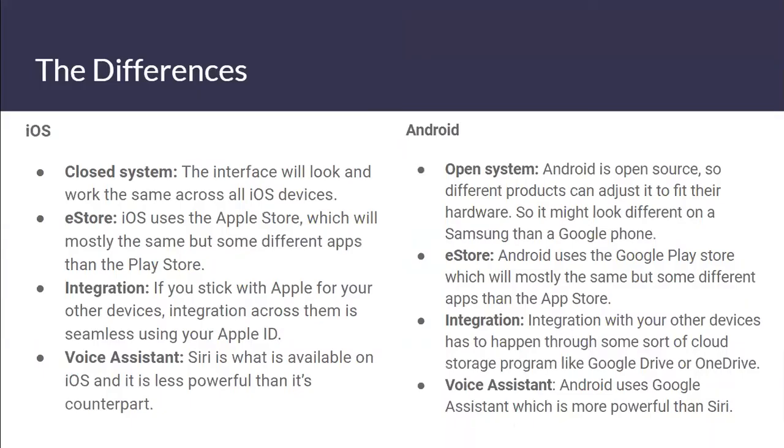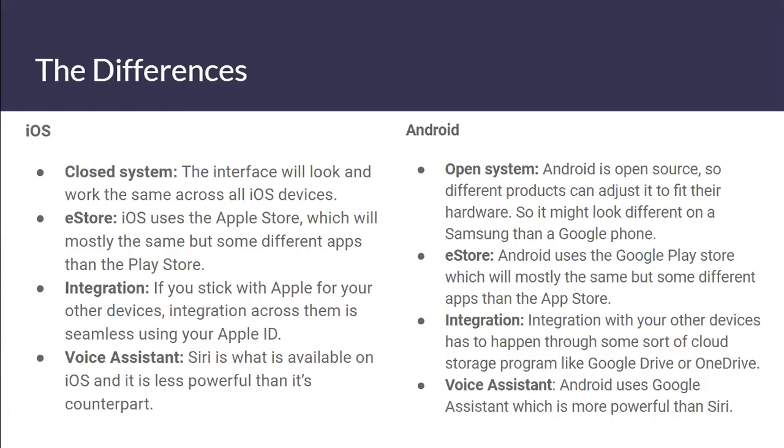Here are the differences. iOS has a closed system, so the interface will look and work the same across all iOS devices, whereas Android is open source, so different products can adjust it to fit their hardware, so it may look different on a Samsung phone versus a Google phone. For the app store, iOS uses the Apple Store, which will be the same, but some different apps will be included. And Android systems use the Google Play Store, which will again be about the same as the Apple Store, but with some different apps.